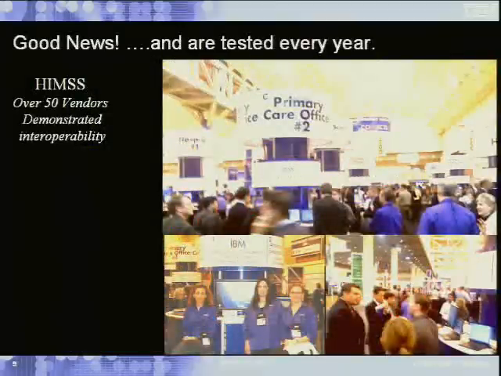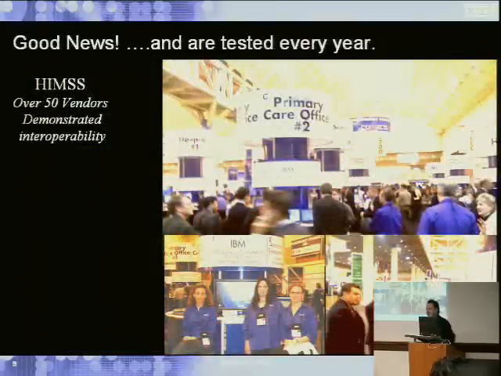The good news is that not only do the standards exist, but they're tested every year. So the Connectathon is a test that IHE runs in the winter in a big basement in Chicago, and over 50, actually last year, over 70 vendors participated in this event. So these are the big software companies that make medical record systems for hospitals or laboratory information systems. And they go there to this basement in Chicago, and they test their software, and they prove that they can send data according to these standards from one system to another.